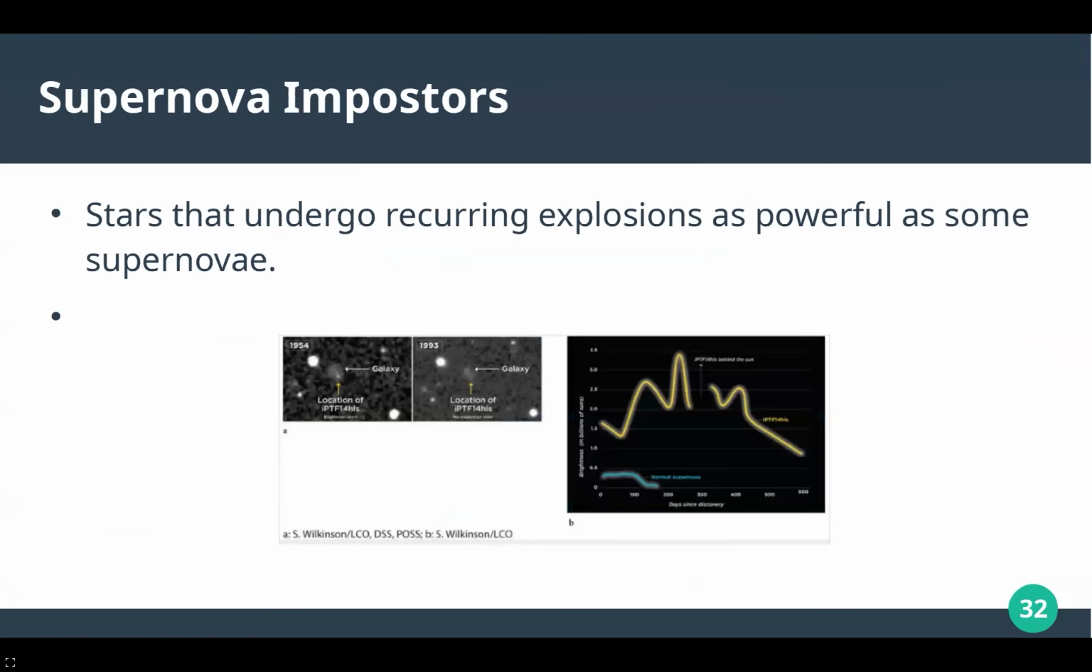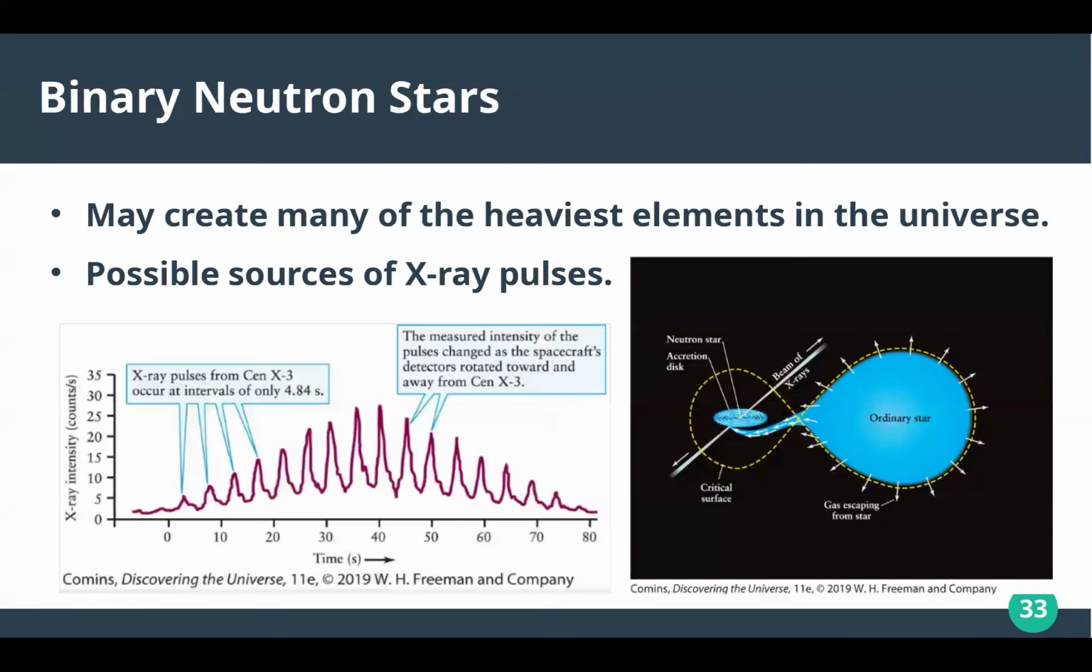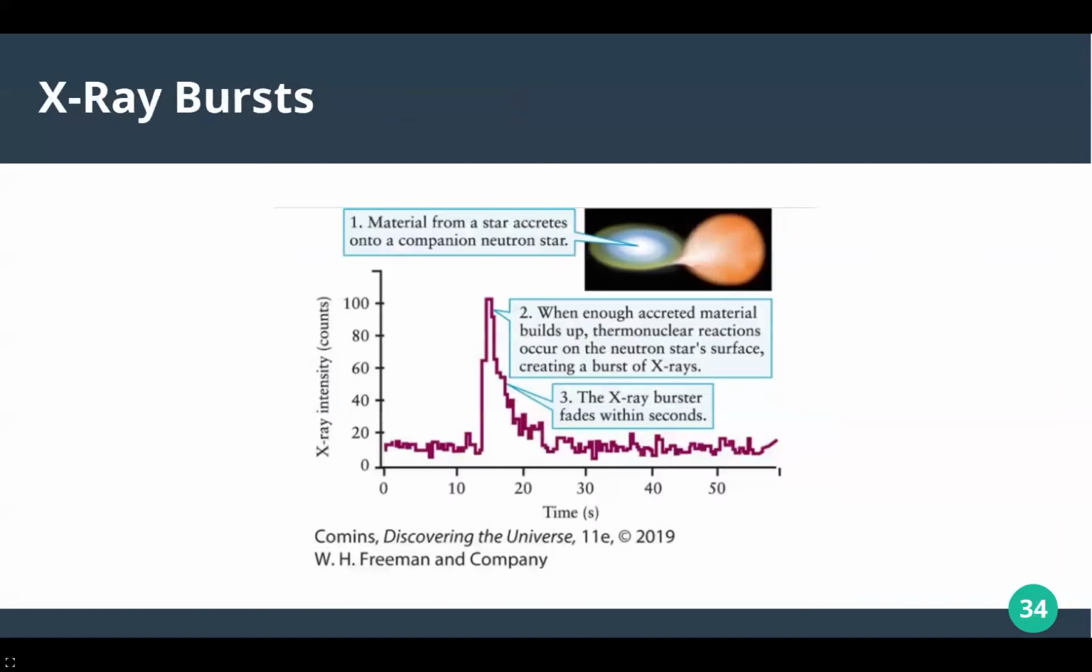You also have supernova impostors, which are stars that undergo recurring explosions like some supernovae, but which don't completely destroy themselves with each explosion. Binary neutron stars may create many of the heaviest elements in the universe and are possible sources of X-ray pulses.